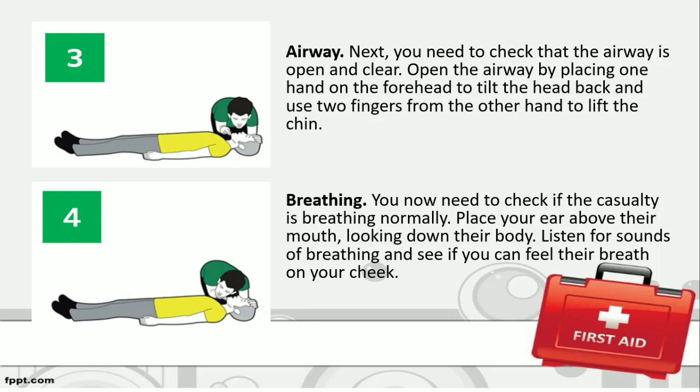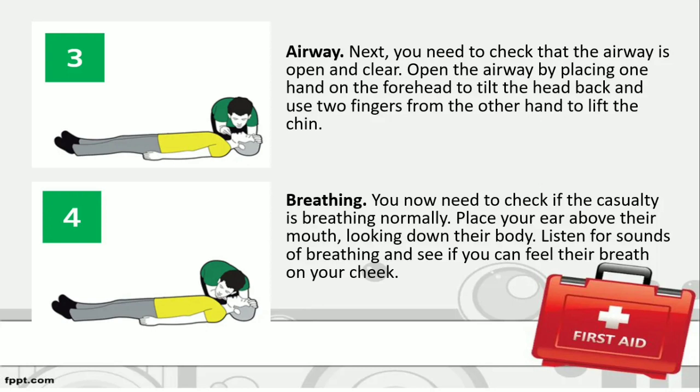So head tilt, chin lift is the primary maneuver in opening the airway, and it is used in most cases unless head or neck injury is suspected in the client. So the jaw thrust maneuver, on the other hand, is reserved for patients who present with head or neck injury. So if they are responsive, you need to move on to the breathing as quickly as possible.